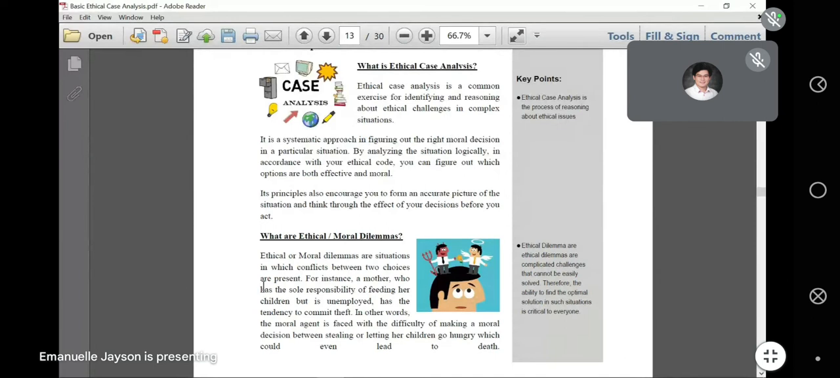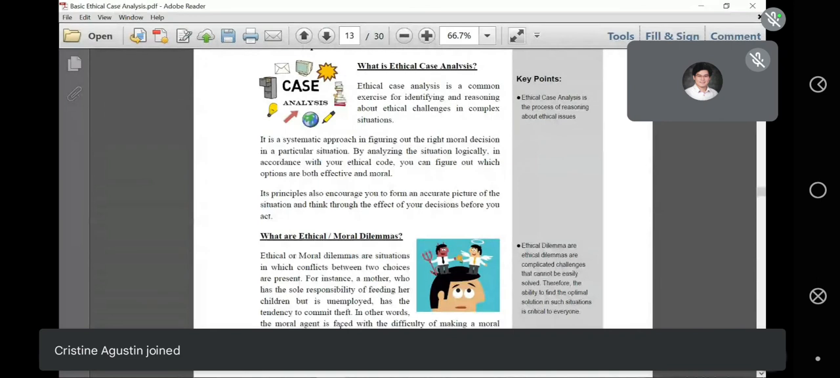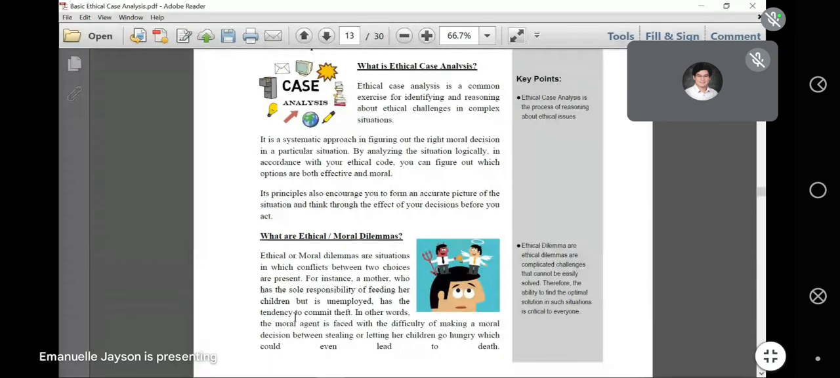Pwede mong maisip kasi na nanakawin ko ba to o hindi. No? There's nothing wrong with that kasi tao lang naman tayo eh. No? We are tempted by these evil thoughts of committing a sin or a crime. What matters would be your action afterwards. Would you give in to the temptation? So in other words, the moral agent is faced with the difficulty of making a moral decision between stealing or letting her children go hungry, which could even lead to death. May namamatay sa kagutuman. No?